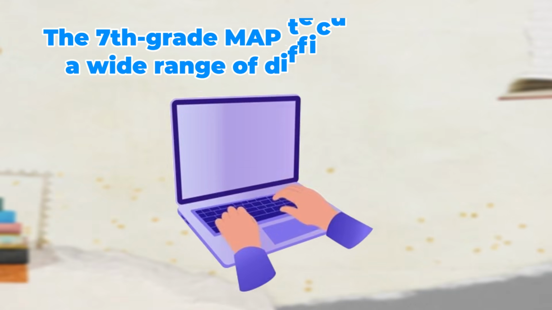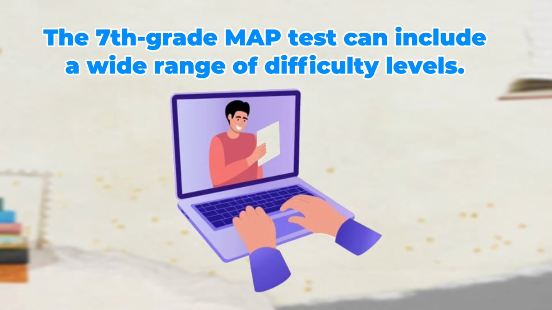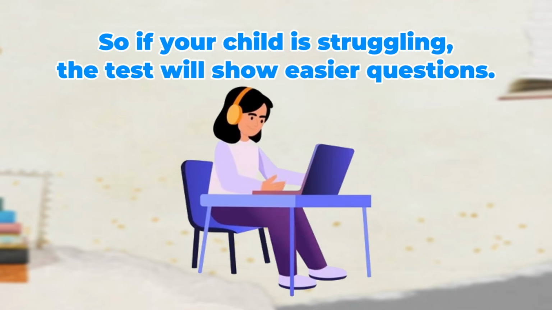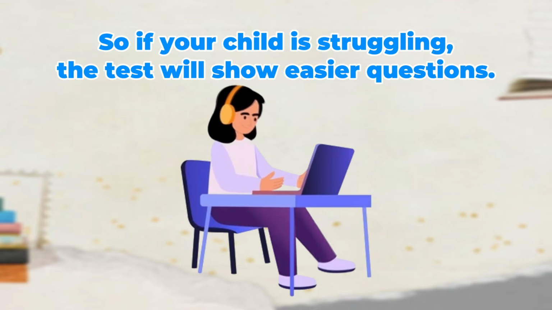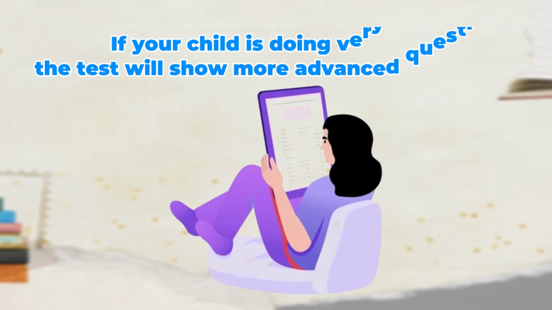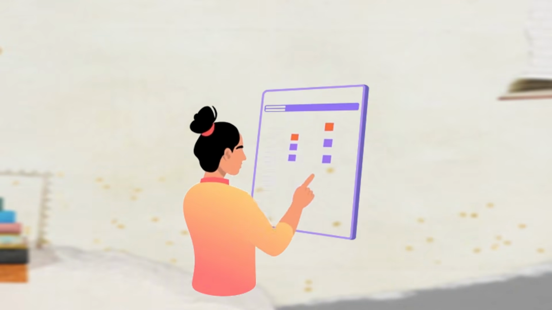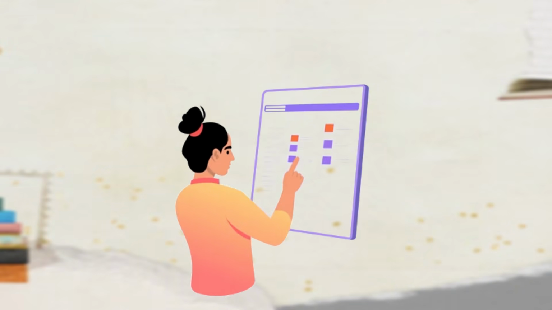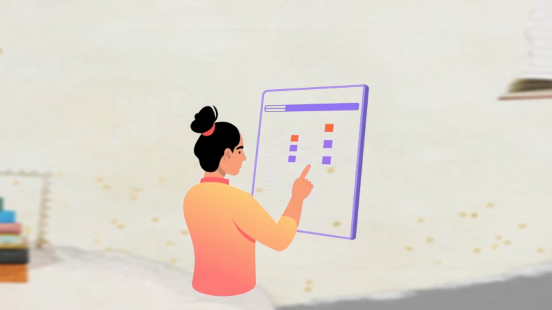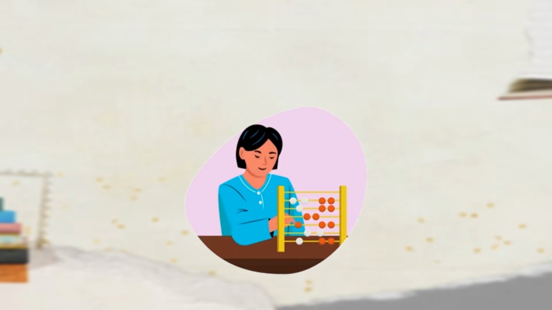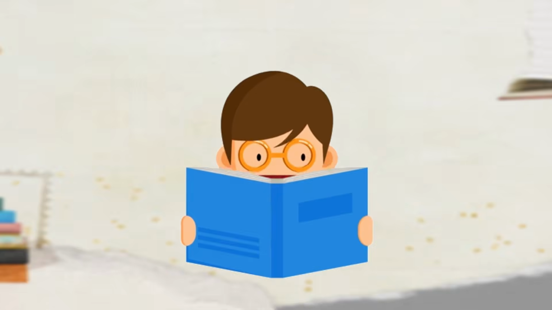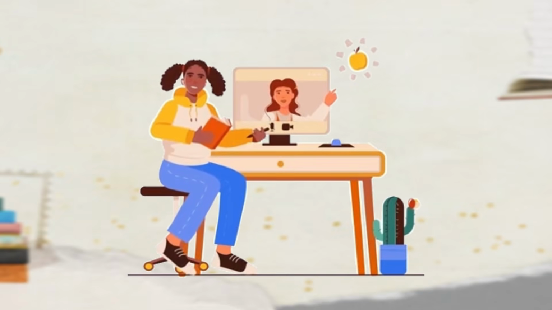The 7th grade MAP test can include a wide range of difficulty levels. If your child struggles, the test may show questions from earlier grade levels. If your child performs very well, the test may show advanced questions from high school level skills. That is why preparation should focus on understanding, not memorization. Your child needs to read carefully, solve step by step, and feel comfortable with different question styles. Now let's move into the practice questions.